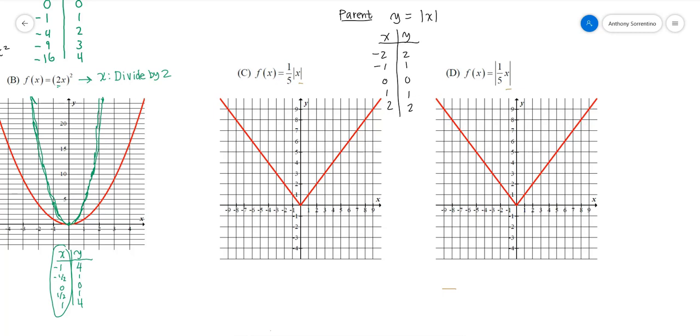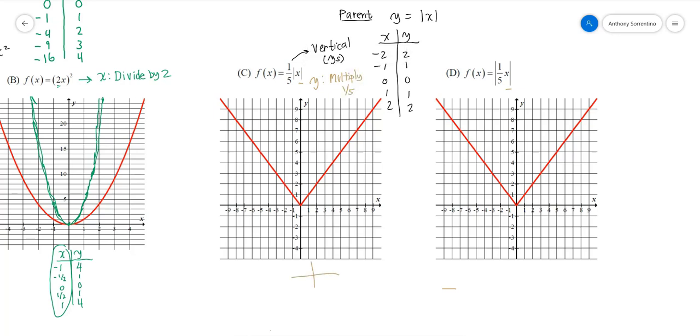So I have that. Now here I have a 1/5 occurring outside of the absolute value mark. Since it's occurring outside of the parenthesis there, it's going to be a vertical transformation, which means it's going to affect the y's only. This is saying multiply by 1/5, and therefore, since it's a vertical transformation, I'm going to take my y's and multiply by 1/5. I do exactly what it tells me to do.